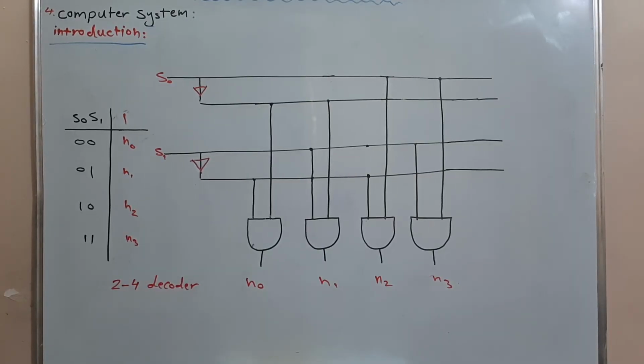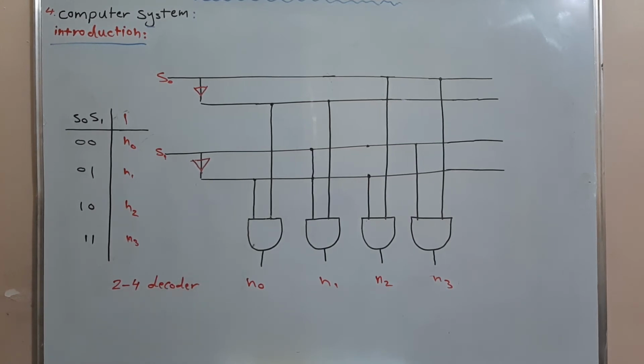The next part required to build the computer system is called the decoder. This diagram is showing a 2-to-4 decoder. The function of the decoder is to select between multiple choices. This decoder is composed basically of 4 AND gates and 2 inverters, and all are bound to each other in the manner shown in this diagram.